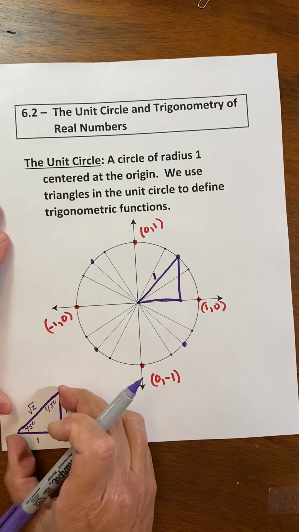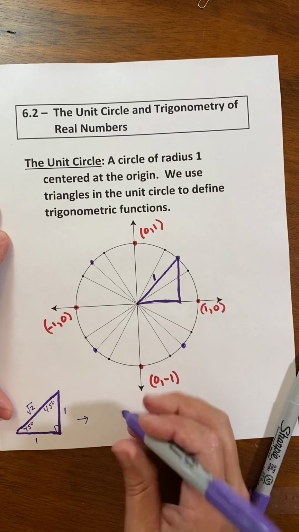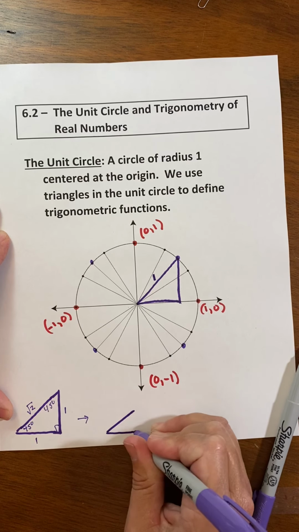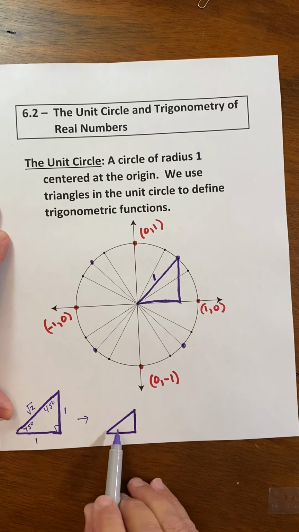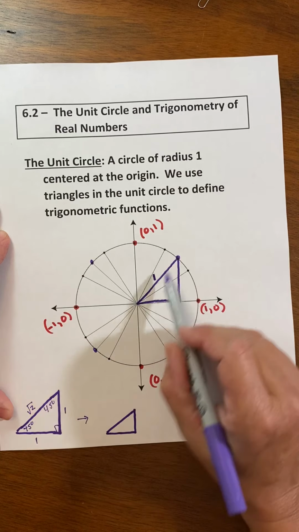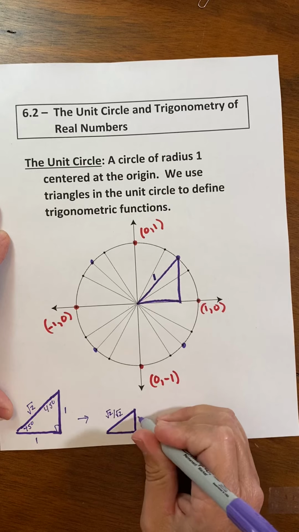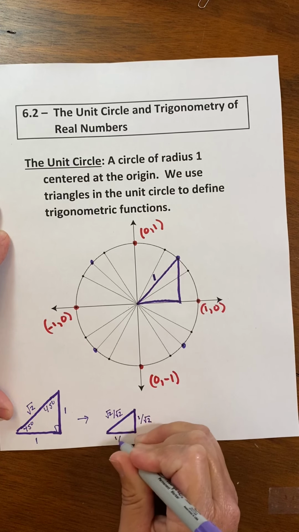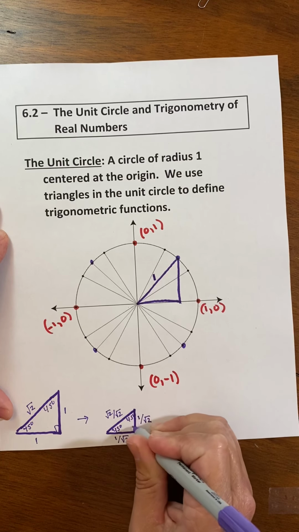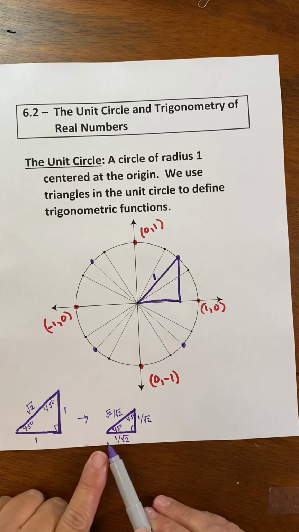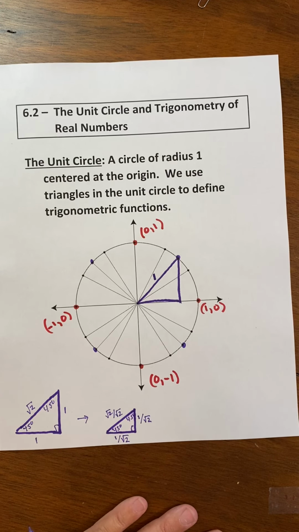Now, square root of 2 is a little bit bigger than 1, so I'm going to shrink this triangle down by a factor of the square root of 2 to force the hypotenuse to be 1. If I divide each side by the square root of 2, this side becomes 1 over the square root of 2, and that side is also 1 divided by the square root of 2. So a 45-45-90 triangle with hypotenuse 1 has both sides of length 1 over the square root of 2.